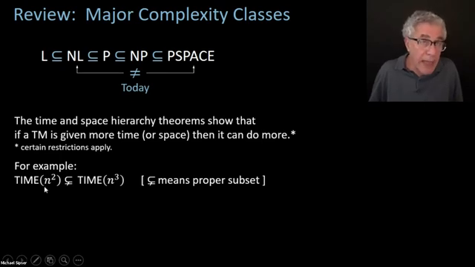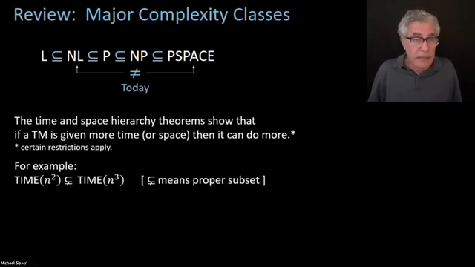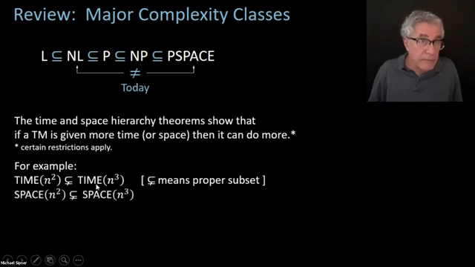I mean, that's what you would expect, but it's not the case that everything we expect in complexity theory we can prove. This is one of the things we can prove. So as you add more time, you can do more things. So this is a proper subset here. There are some things in time n cubed that are not in time n squared, and ditto for space.